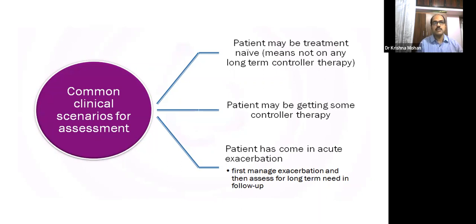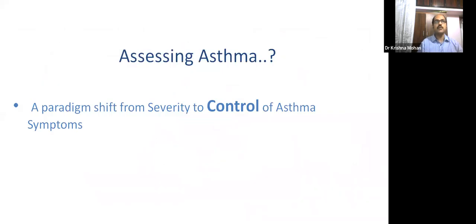Either the patient may be treatment naive, meaning he has not been started on any long-term controller, or sometimes the patient may be already getting a controller but not getting adequate relief, or sometimes the patient may be coming for the first time in severe acute exacerbation. So how will you assess when the patient comes to you for the first time or when he comes to you for a review?